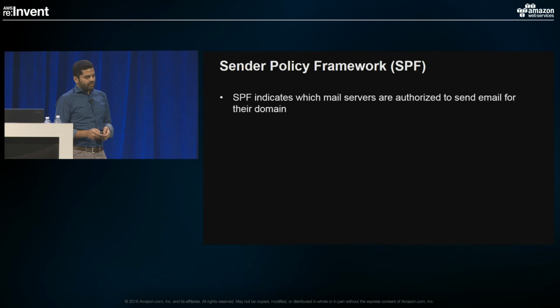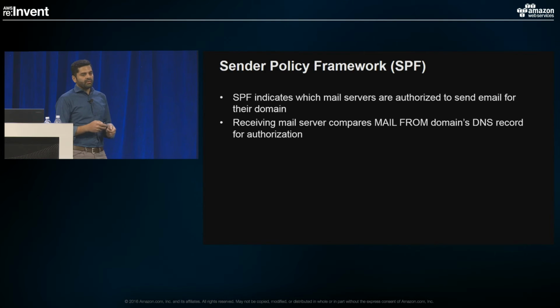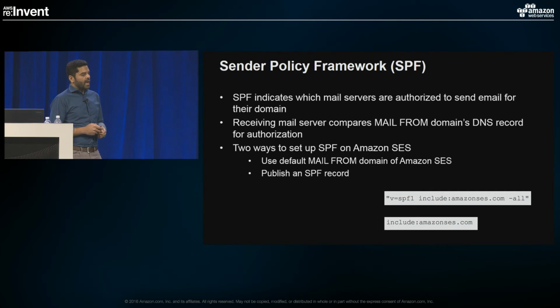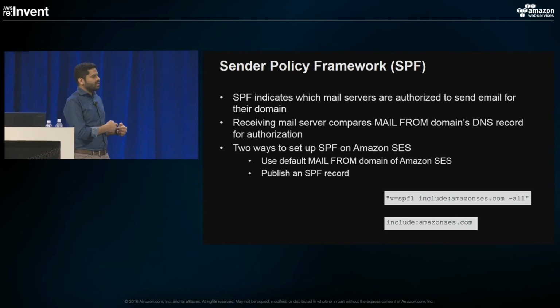So when an ISP receives that email, they will check the sending mail server versus the domain that's in the mail from address, and check whether they are the same. And if they are the same, then you pass, and they will take action on the email accordingly. With Amazon SES, you can do it in 2 different ways. Number one is, if you use the default mail from address, which is amazonses.com, you don't have to do anything, because the mail server that's sending is Amazon SES, and the domain in the mail from address is also amazonses.com. So you're automatically verified for SES.